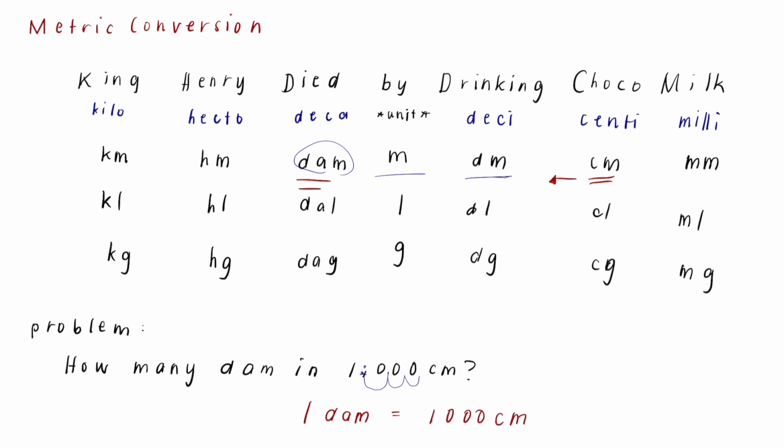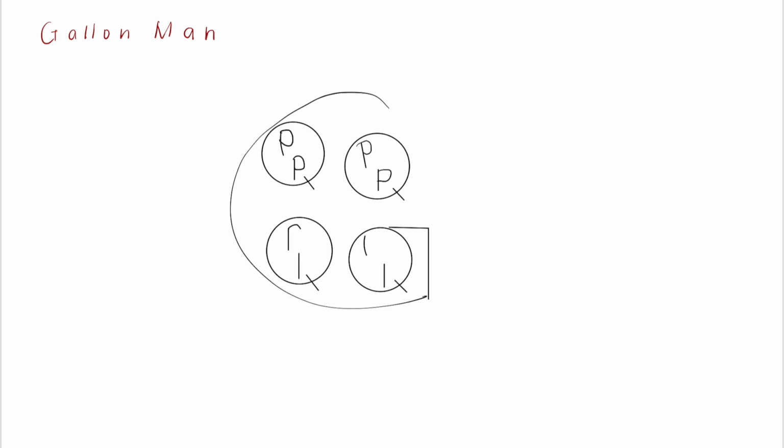Into Gallon Man, where King Gallon has 4 queens and each queen has 2 princesses and each princess has 2 cats. So 1 gallon is equal to 4 quarts and 1 quart is equal to 2 pints and a pint is equal to 2.